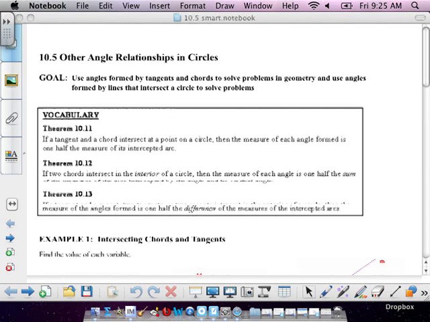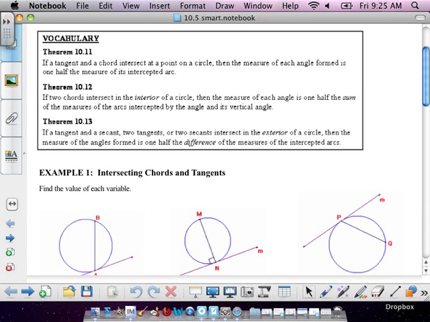We've got, if 2 chords intersect in the interior of a circle, then the measure of each angle is 1/2 the sum of the measures of the arcs intercepted by the angle and its vertical angle.